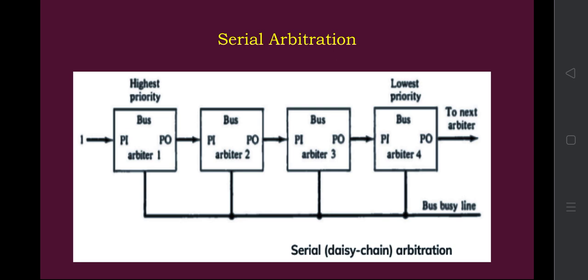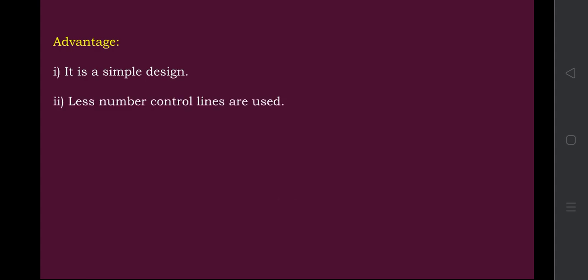There are some advantages and disadvantages of this particular arrangement. Let us see them. This is the diagram that shows the priority being passed from one arbiter to the next arbiter, from the highest to the lowest priority. Now let us see the advantages and disadvantages of this arrangement. First, it is a simple design, and fewer common control lines are used. So that is the advantage of this one.